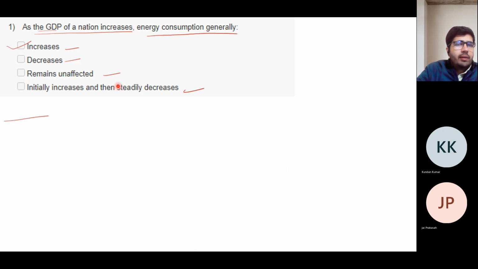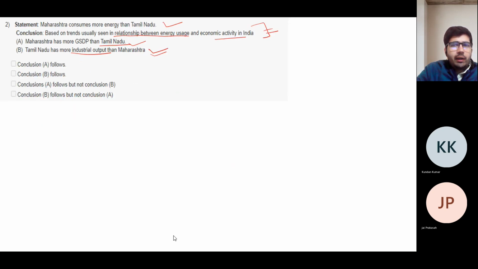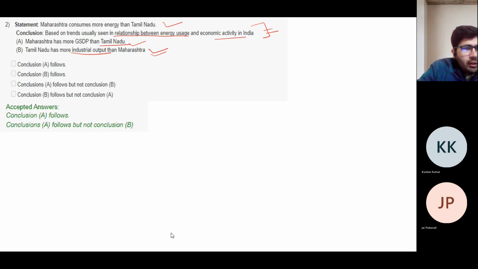Like, if the power consumption is more, then the GDP for that state is more. In these slides, we discussed one question: as the GDP of a nation increases, energy consumption again increases. In this slide, we had again a question: Maharashtra consumes more energy than Tamil Nadu. The correct option was that Maharashtra has more GSDP than Tamil Nadu. Correct, because if energy use is more, then GDP is more, based on the trends usually seen in the relationship between energy use and economic activity in India. Option B does not follow that Tamil Nadu has more industrial output, because if the GDP of Maharashtra is more, then the output is also more for Maharashtra.